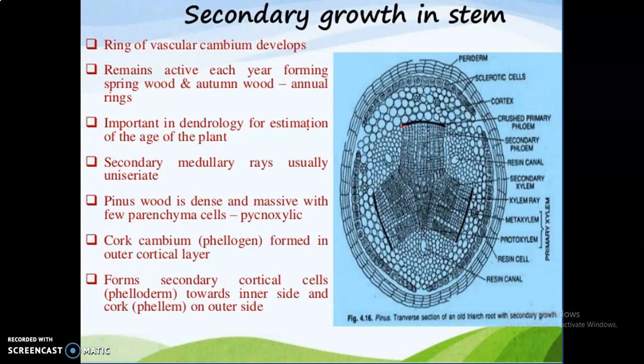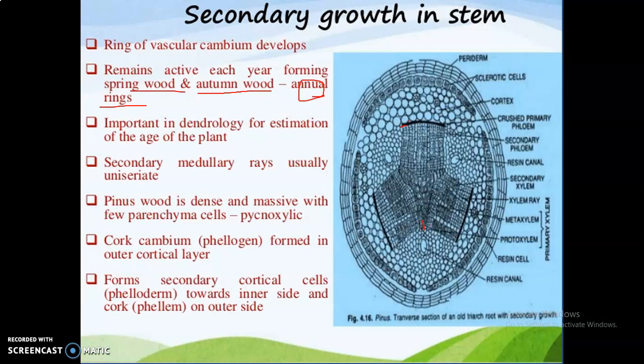That vascular cambium remains active each year and forms the spring wood and the autumn wood, and these are commonly called annual rings. These annual rings are very important in the field of dendrology because by counting them we can estimate the age of a plant. Secondary medullary rays are usually uniseriate.